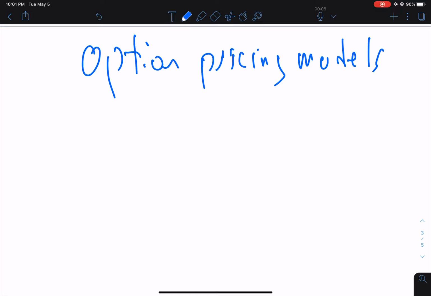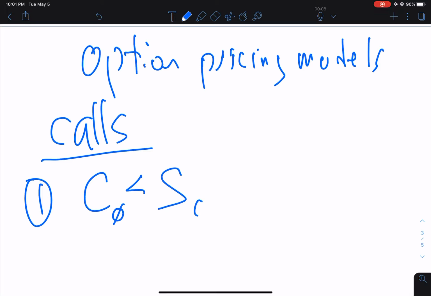So let's start off by talking about calls. And in particular, we'll talk about the first characteristic that has to hold if we're building a call option pricing model. And that simply is that the price of the call must be less than the price of the stock at a given point in time. And notice I don't have any indication at all for the strike price of the call. This is just no matter what the strike price. The value of the call has to be less than the stock price at that point in time.